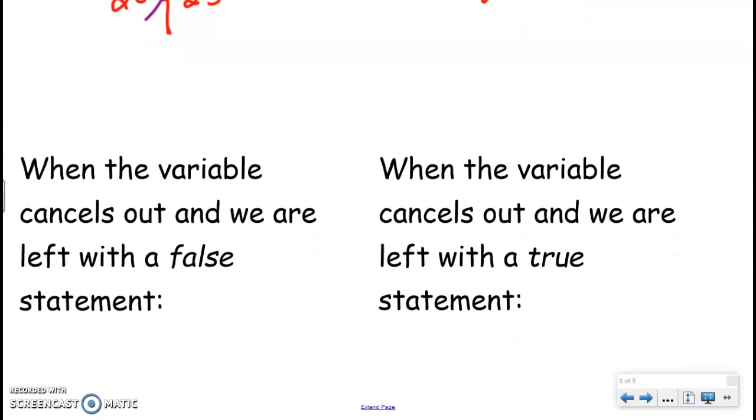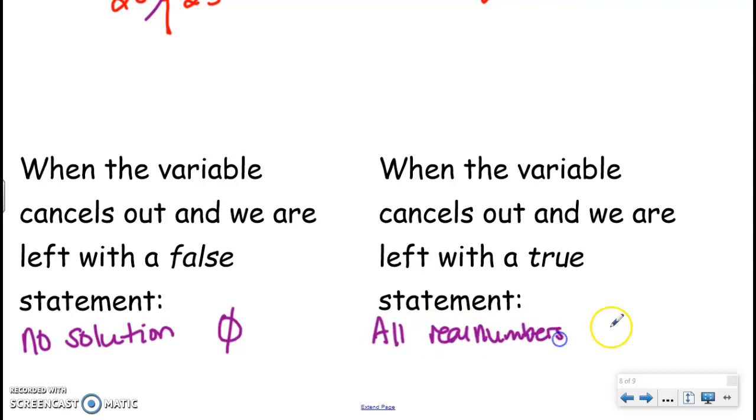For the second one, I end up with a true statement because 25 is equal to 25. So when the variable cancels out and we're left with a false statement, you're going to write no solution, or you can use the empty set symbol. When the variables cancel out and we're left with a true statement, 25 equals 25, that means all real numbers, which you could also write using your capital R with an extra bar.